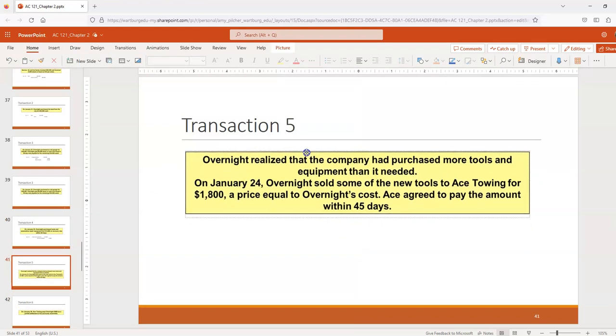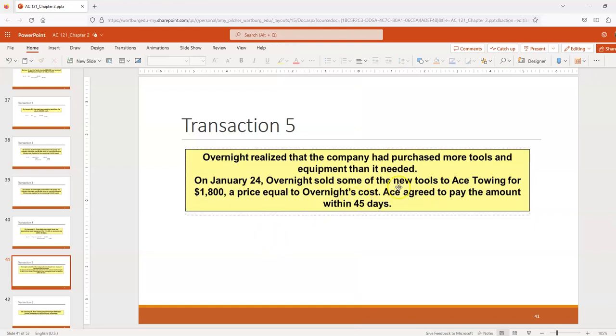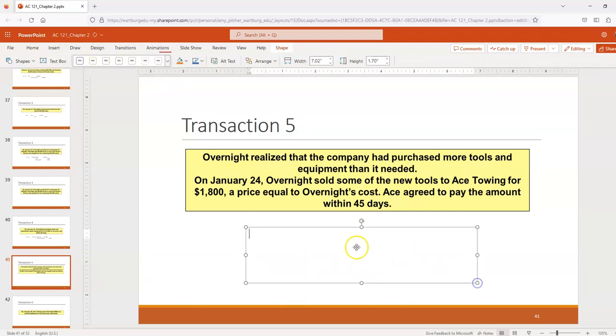Transaction 5. So we sold some of those tools and equipment and they agreed to pay us. So when someone else agrees to pay us, that means we have an accounts receivable. They owe us money. So our debit is an accounts receivable. That's the asset account. They owe us $1,800. And our credit in this case is the tools and equipment, because we now have $1,800 less tools and equipment.